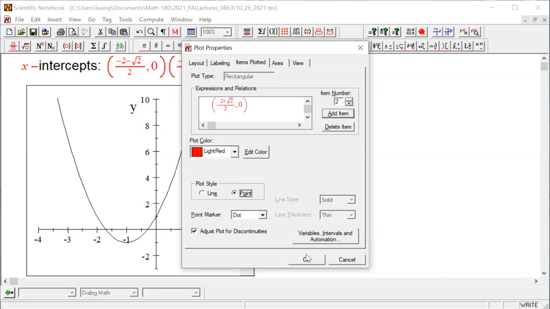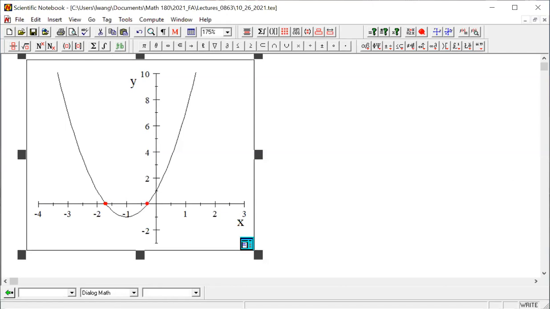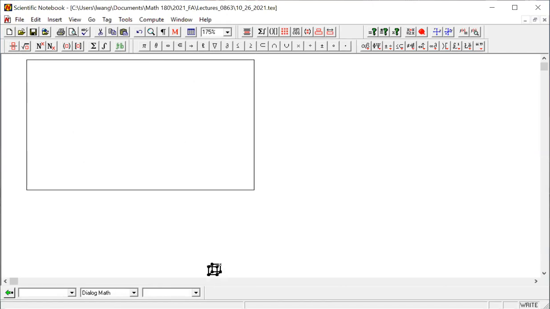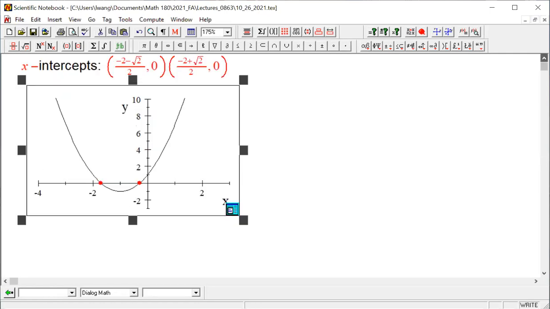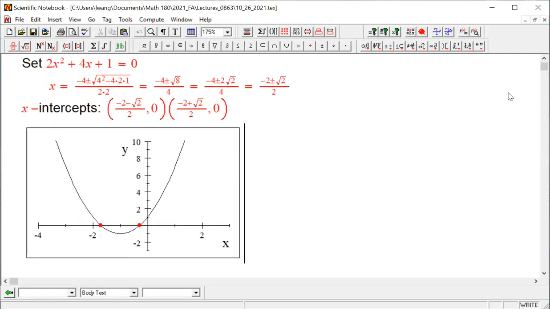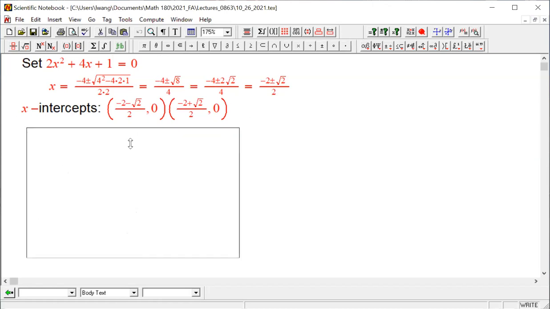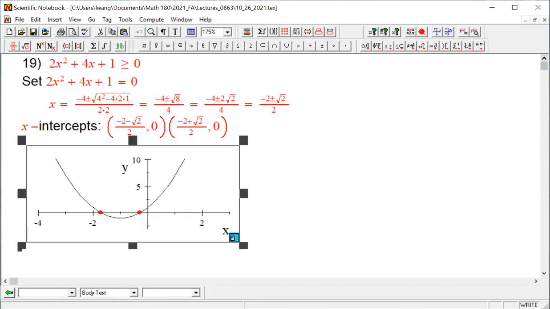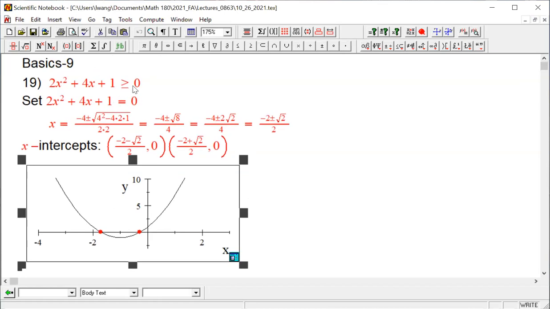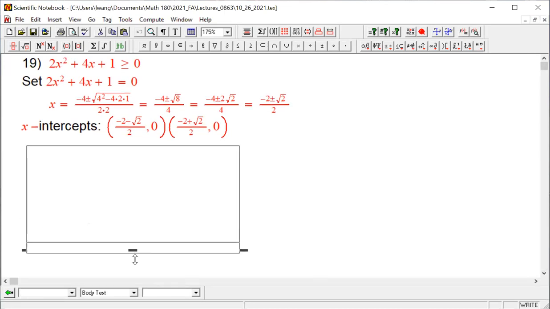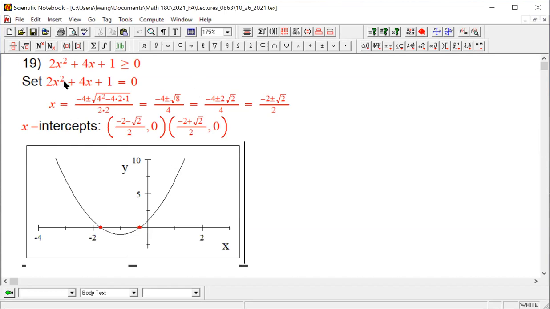And the inequality, right? So we're going to put the dots there. These are the 2 dots on the curve. These are the x-intercepts. So what are they? The inequality we're solving is greater than or equal to 0, okay? Larger than 0 or equal to 0.